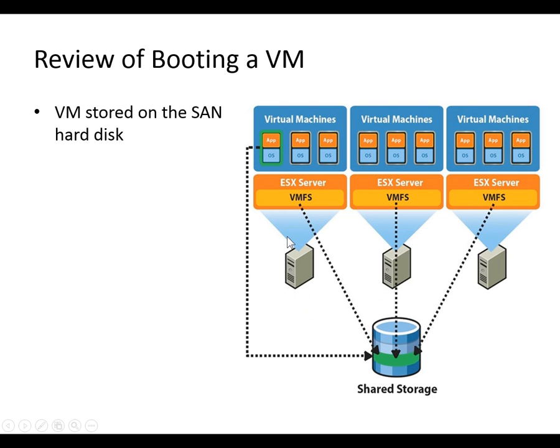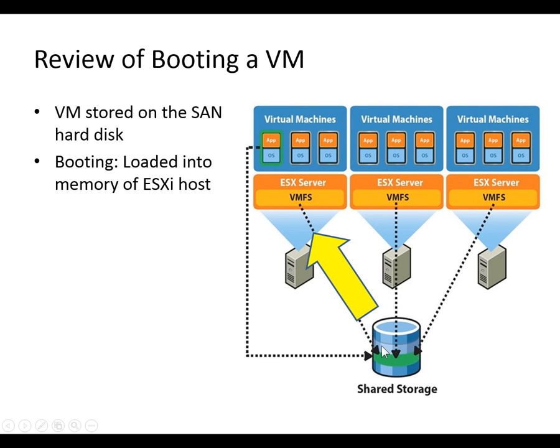Now, let's look at booting a virtual machine. In a virtual network infrastructure, the virtual machine is stored on the storage area network hard disk. So when we boot, the virtual machine is pulled off of the hard disk on the storage area network and loaded into the memory of the ESXi host. This is how a virtual machine boots.